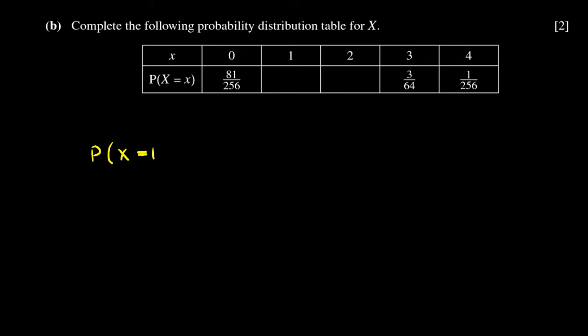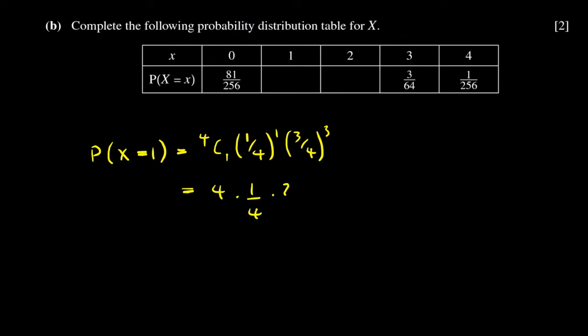Probability that x is equal to 1 is equal to 4C1, a quarter to the power of 1, 3 quarters to the power of 3. So 4C1 is 4. We're going to get a quarter there, and 3 quarters to the power of 3. So 3 to the power of 3 is 27. 4 to the power of 3 is 64. So we're going to cancel off those 4s, and we're left with 27 upon 64. So we can put that in.